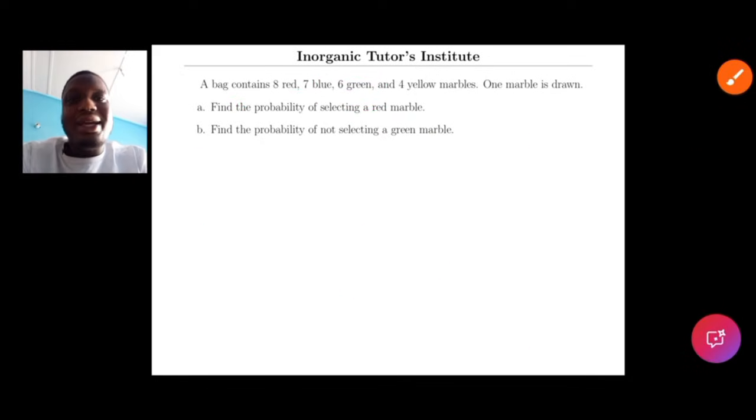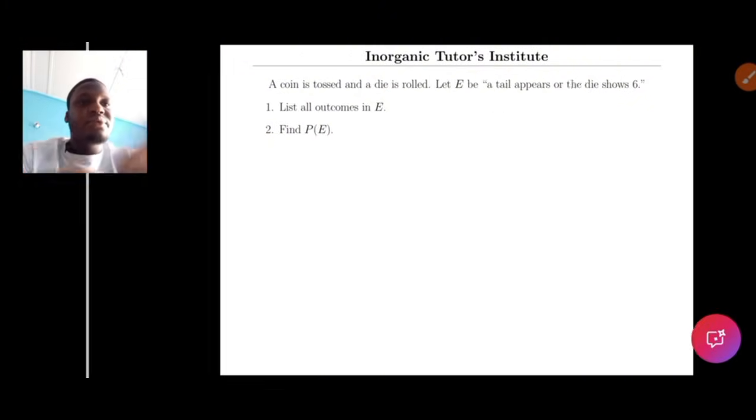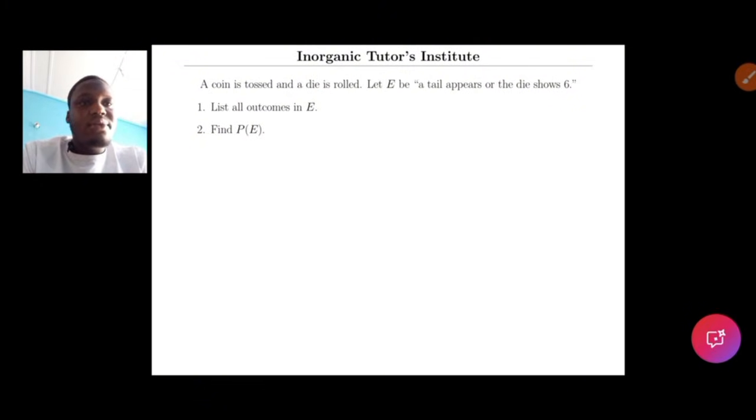So now we proceed to the last question for the day. So this is the last question that we have. Then we end the lecture successfully. So we have a coin is tossed and a die is rolled. Two events happening.